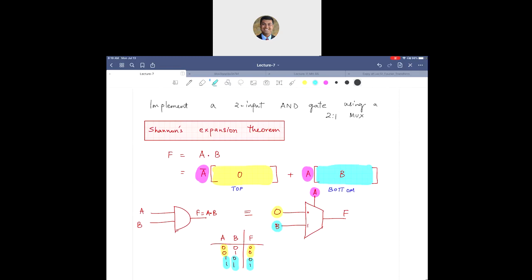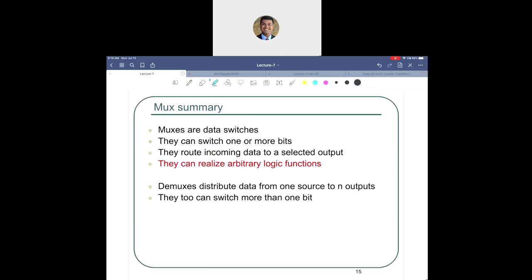Okay, let's move on here and talk about a summarization for the MUX. MUXes are essentially data switches. So if you have a many-to-one switch, multiplexers can be used to select one out of those data inputs or data sources. Each data source could be 1 bit, or they could be multi-bit data sources as well. We have seen examples of both situations earlier.